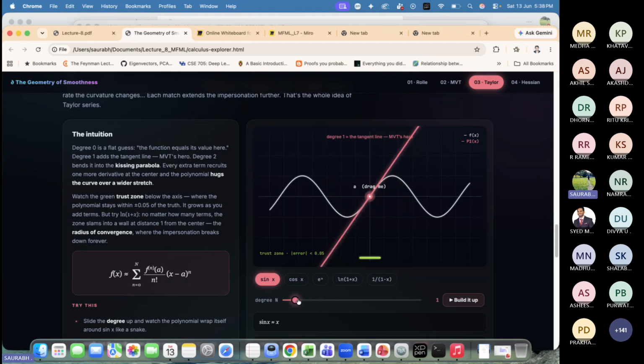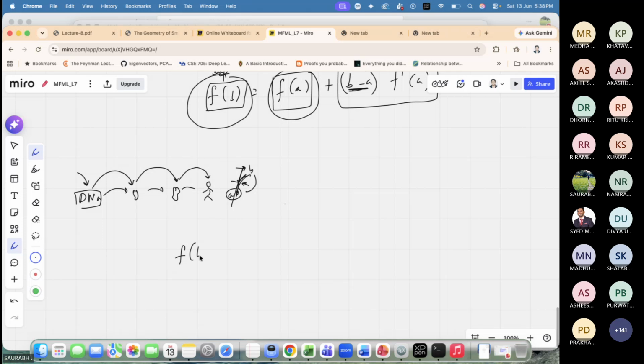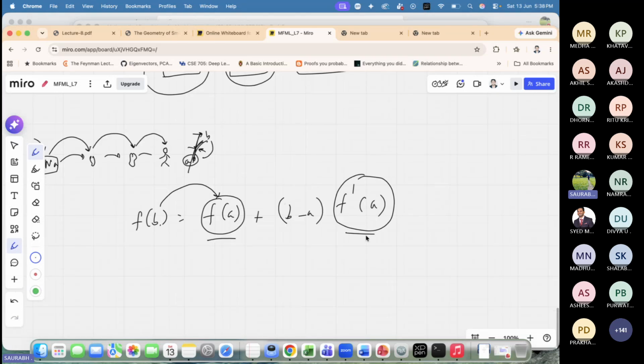For example, how does the rate of change of the function look at that point, which is what you saw there. What you are saying is f(b) equals f(a) plus (b minus a) into f dash a. So basically, if you have to look into a new point b, it can be approximated using what you know about a, and the rate of change of the function at a, f dash a. If you know both of these things, it is easier to approximate.